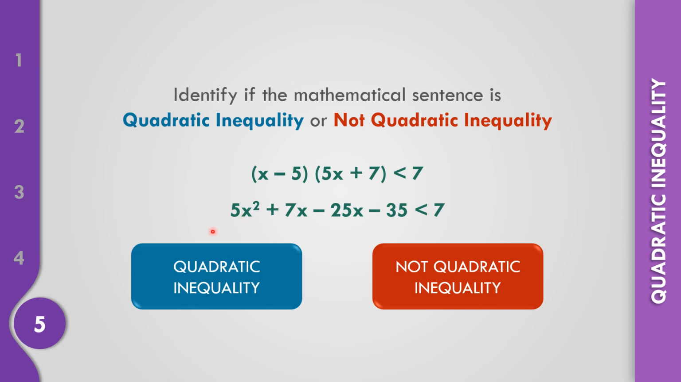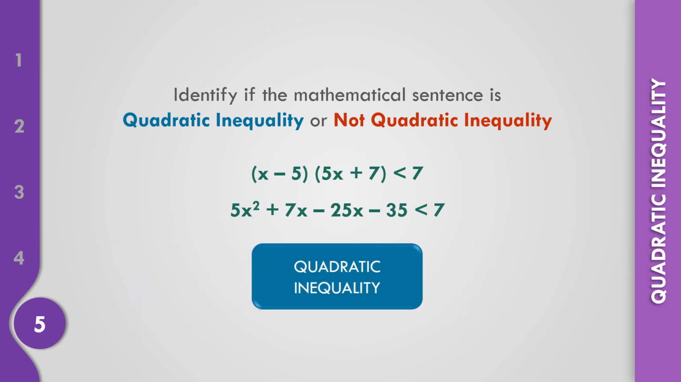So, the highest degree is 2. And then the symbol is less than. So, it means this example is a quadratic inequality.